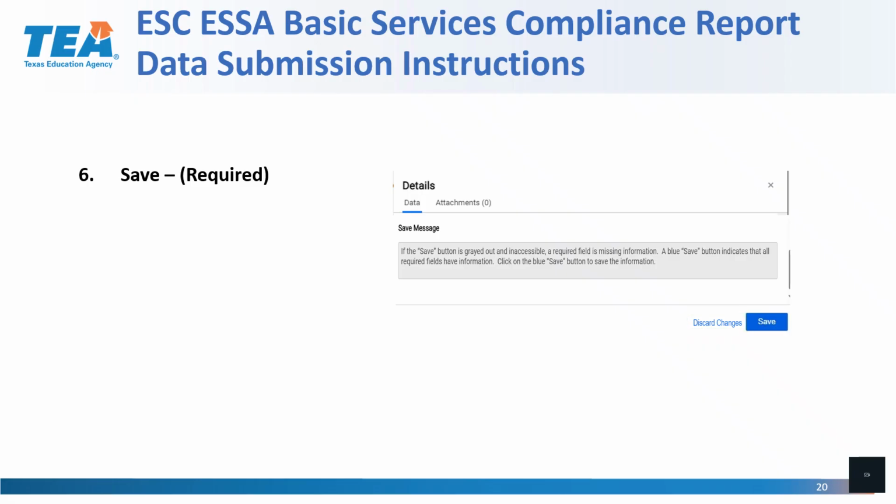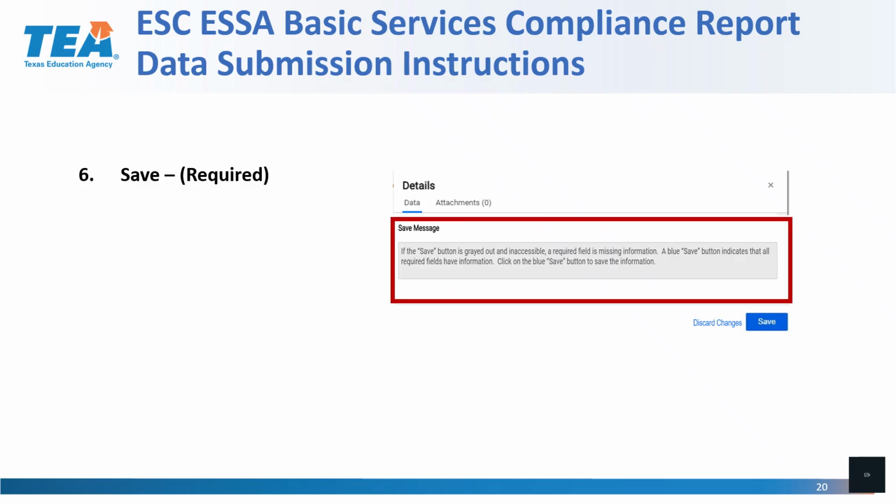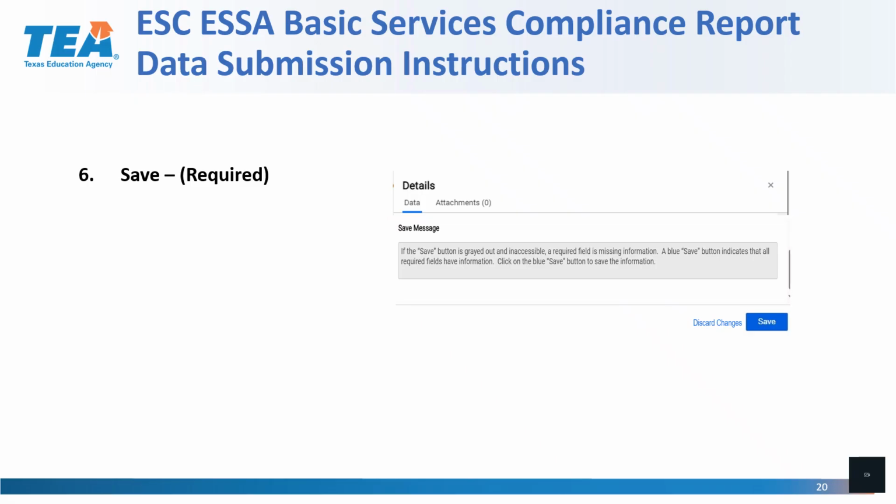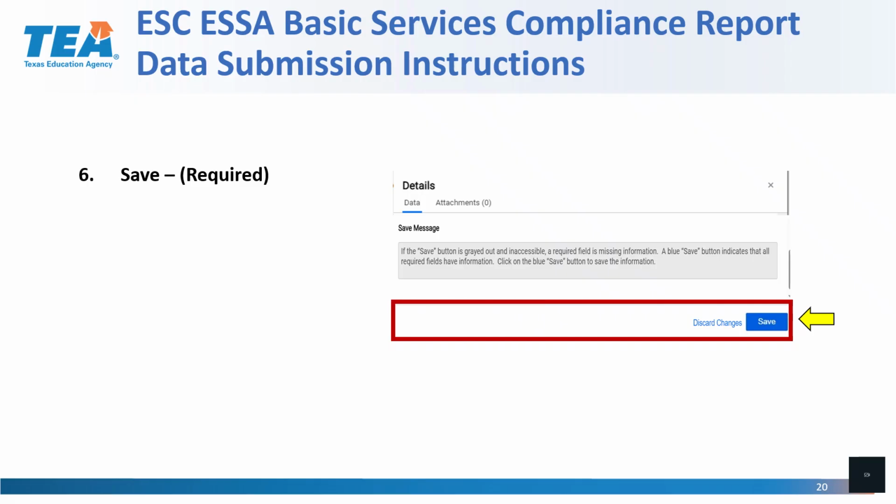When you are finished entering the necessary information for the reporting period, click on the Save button located at the bottom right-hand corner of the Details Form Data Entry tab once all the necessary information has been completed in the fields. Note, if the Save button is grayed out or inaccessible, a required field with a red asterisk is missing information. A blue Save button indicates that all required fields have information and that the data are ready to be saved.